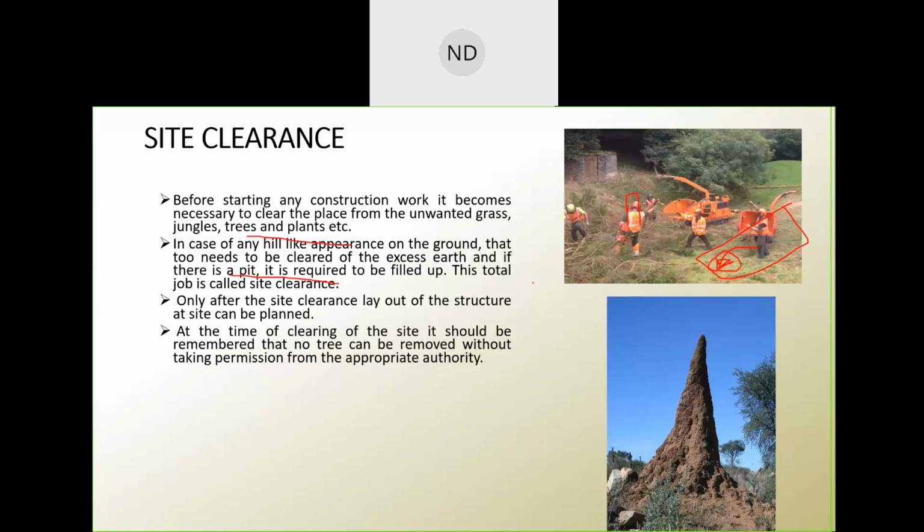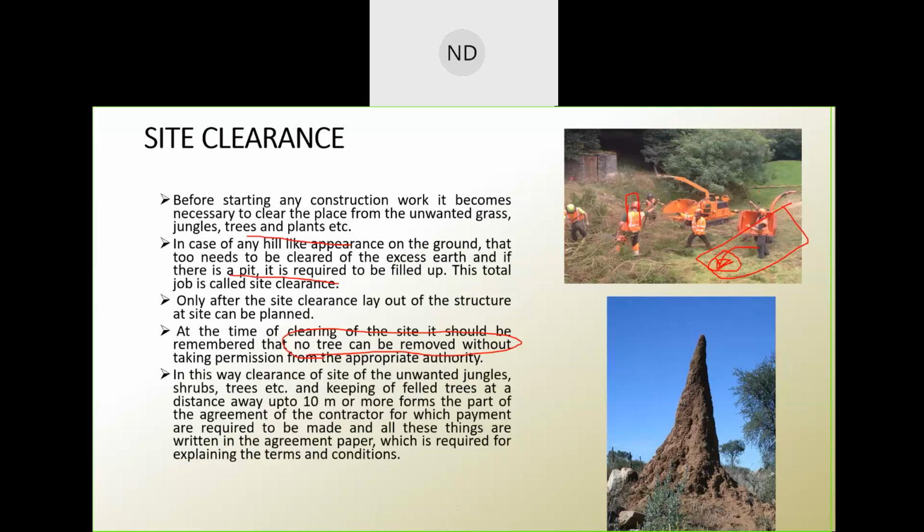At the time of clearing the site, it should be remembered that no tree can be removed without taking permission from the appropriate authority. This is very important. Why? Because when you do this without permission, there may be illegal action taken against you. There are different laws regarding this. In this way, the unwanted jungle, shrubs, trees etc. can be removed, or kept at a distance.